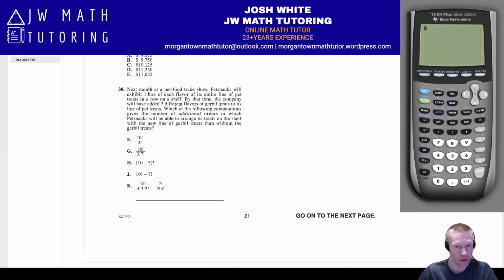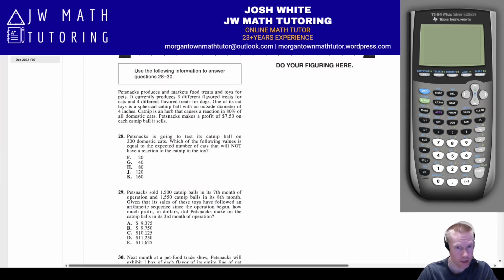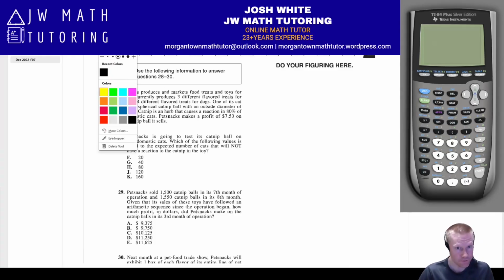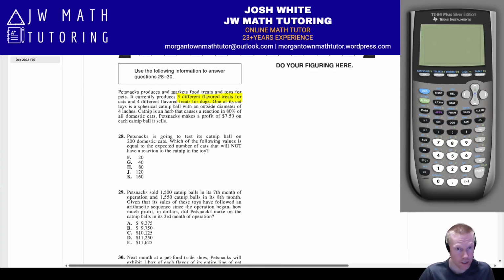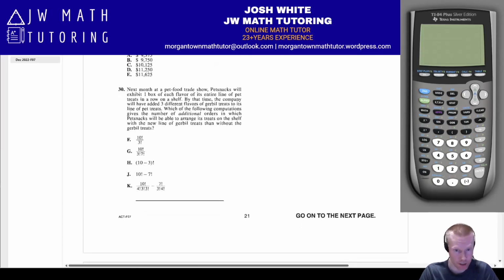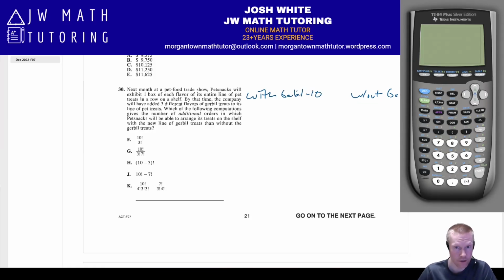So basically what they're looking for here is how many ways can we line up the now 10 treats that the company has? Because if you go back and read the information in the problem here, notice that we have originally 3 cat treats and then 4 dog treats. So we have 7 treats initially. So that would be, you could say, without gerbil, there's 7. But with the 3 gerbil treats, there are now 10.